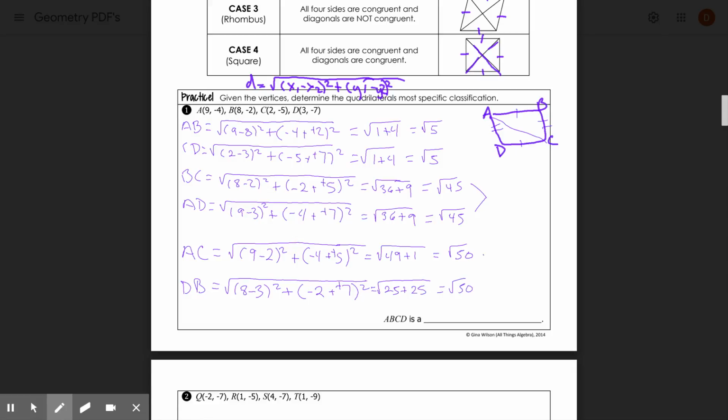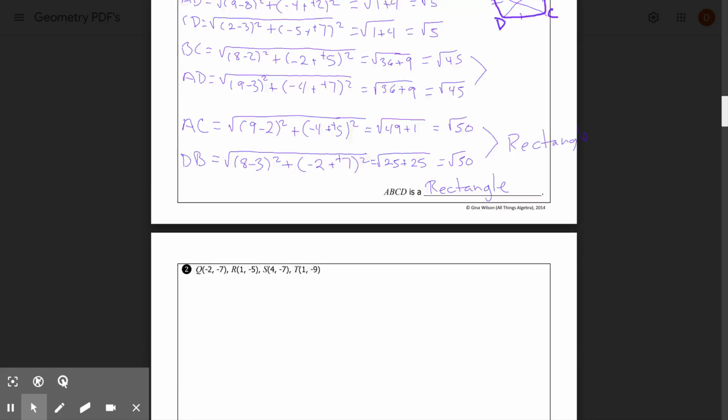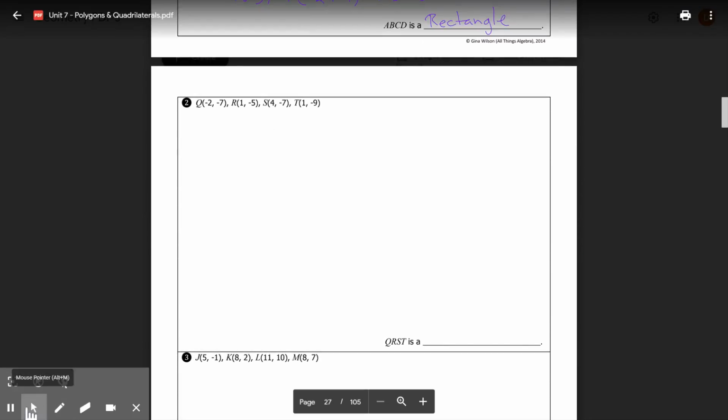So we just proved, because these two are congruent, that it's a rectangle. So ABCD is a rectangle. Okay, so we just have lots of distance formulas for these. And I think it's just important to remember that they go in order.